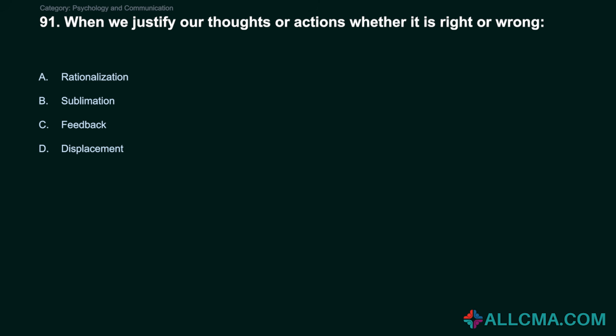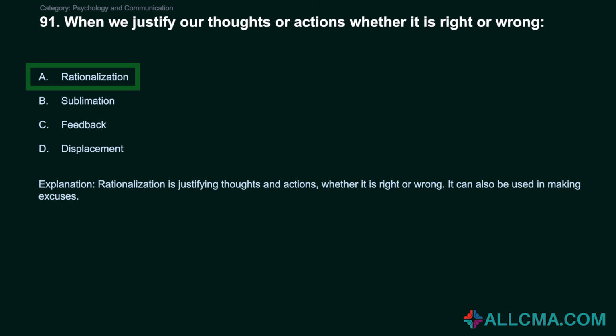91. When we justify our thoughts or actions, whether it is right or wrong, it is called A. Rationalization. B. Sublimation. C. Feedback. D. Displacement. Correct answer: A. Rationalization. Rationalization is justifying thoughts and actions, whether it is right or wrong. It can also be used in making excuses.